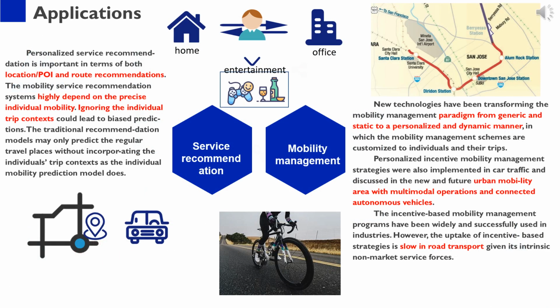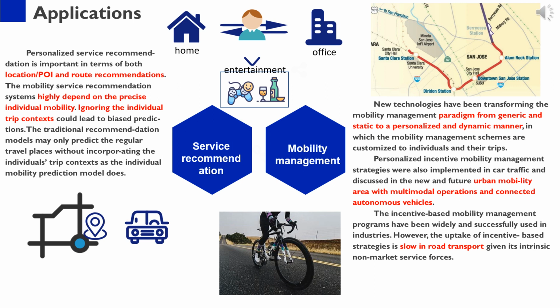Individuals and infrastructures are increasingly interconnected, allowing effective communication. The introduction of the mobile internet and the apps ecosystem has changed the way transport systems communicate with their customers. These technological advances conveniently link passengers and services, such as personalized travel recommendations, pricing, and incentives. Personalized service recommendation is important in terms of both location and route recommendations. The mobility service recommendation systems highly depend on the precise individual mobility prediction.